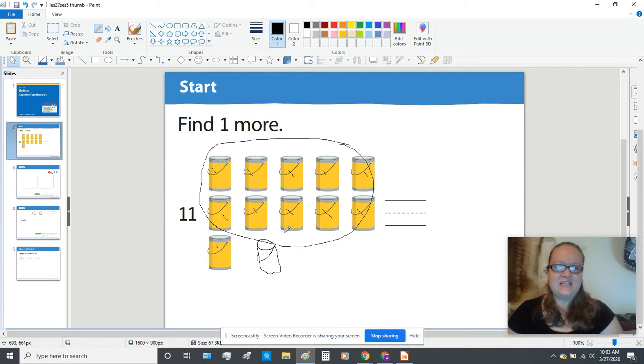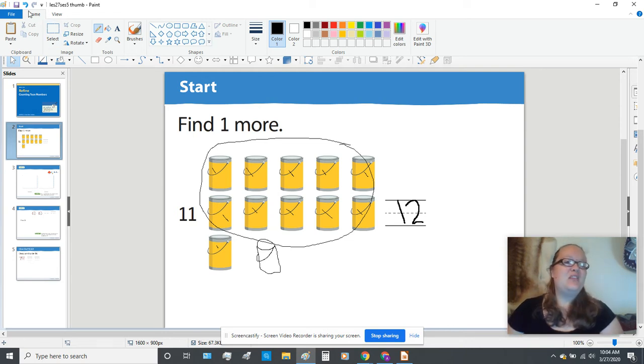Okay, I see a group of 10. So I'm going to write that there is one group of 10. I see that there are 2 extras. So I'm going to write the number 2. And what do you know? We have the number 12.